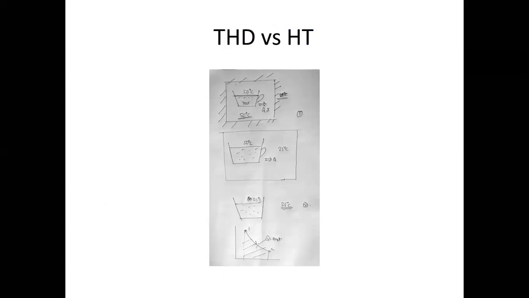Now we will see one simple example. Suppose this is a hot cup of tea, kept at 50 degrees centigrade, and it is kept in a surrounding of 50 degrees centigrade. Both are at 50 degrees centigrade and both are in thermal equilibrium with each other. Hence the heat will not flow. As it is in thermal equilibrium, it is at state 1.